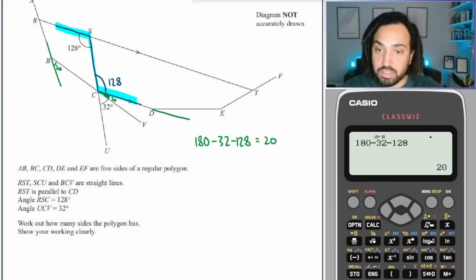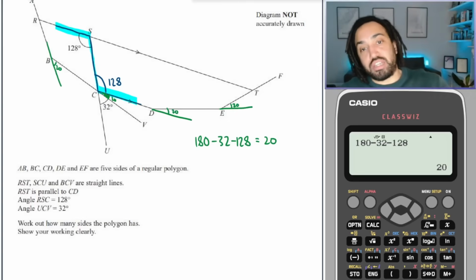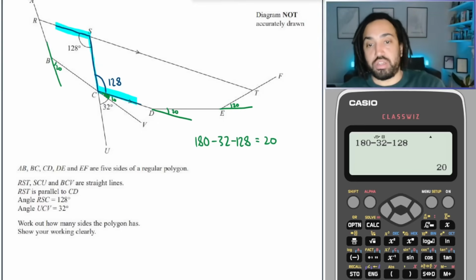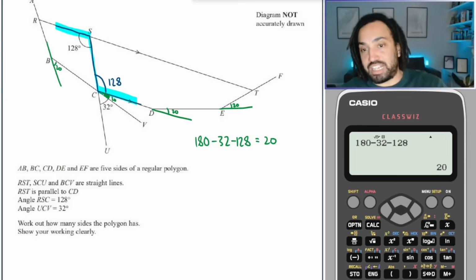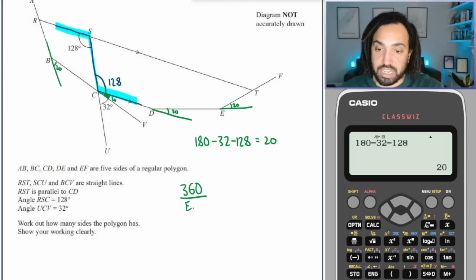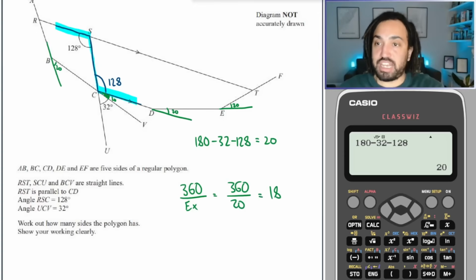And if I just draw them all like this, what you'll notice about exterior angles is they go all the way around the shape. So therefore, they must add all up to 360. So the number of sides is going to be 360 divided by the exterior angle. So that's 360 divided by 20, which is 18. So this is an 18-sided shape.